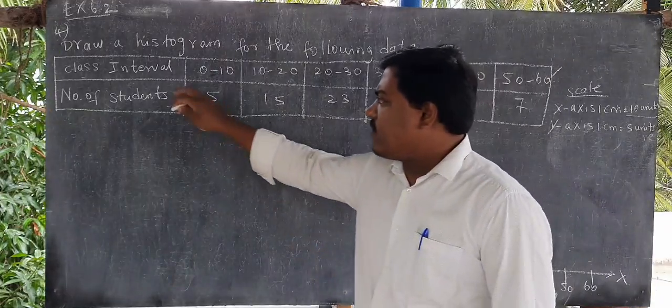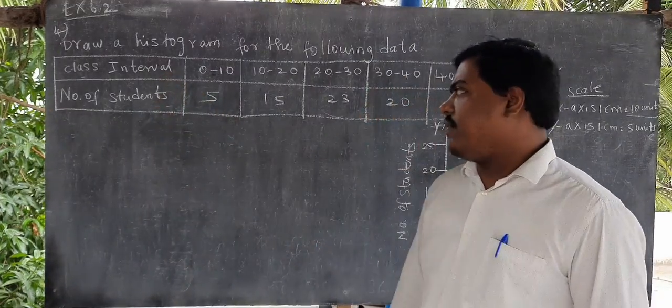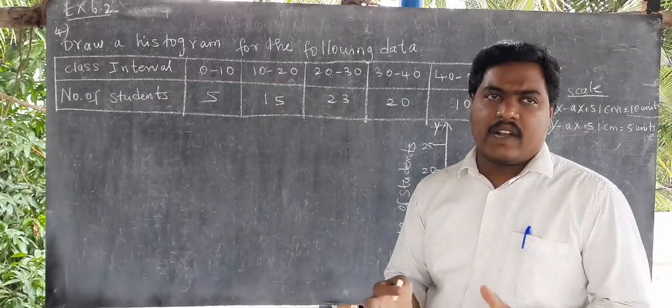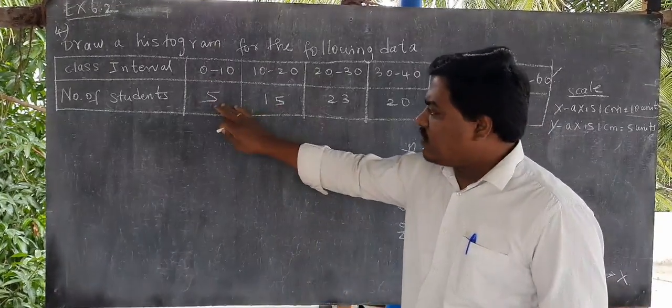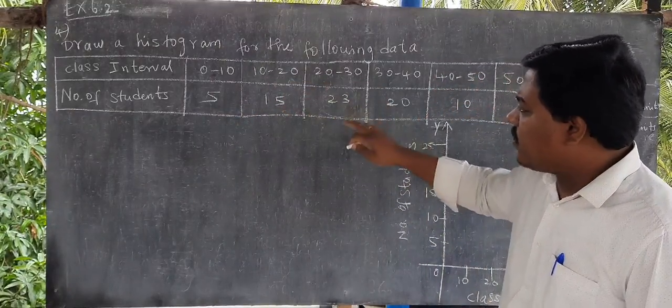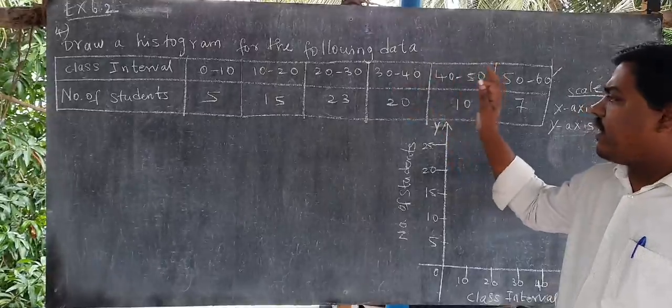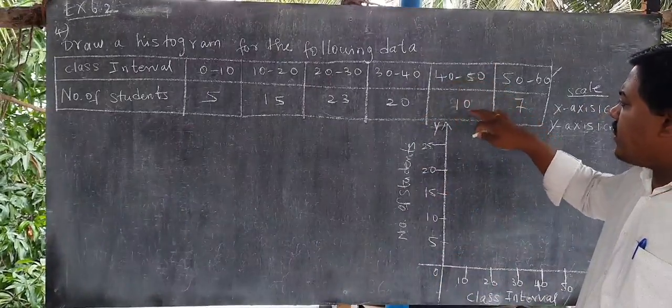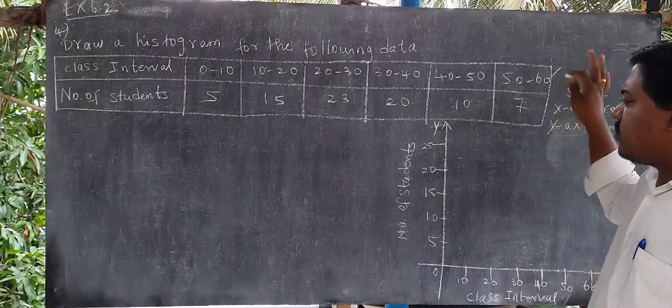So the class interval is given and the number of students is given. In the class interval, there are 0 to 10. That is the given class interval. That is 5 students we are having. 10 to 20, 15 students, 20 to 30, 23 students, and 30 to 40, 20 students. Right? And then 40 to 50, 10 students. 50 to 60, 7 students.